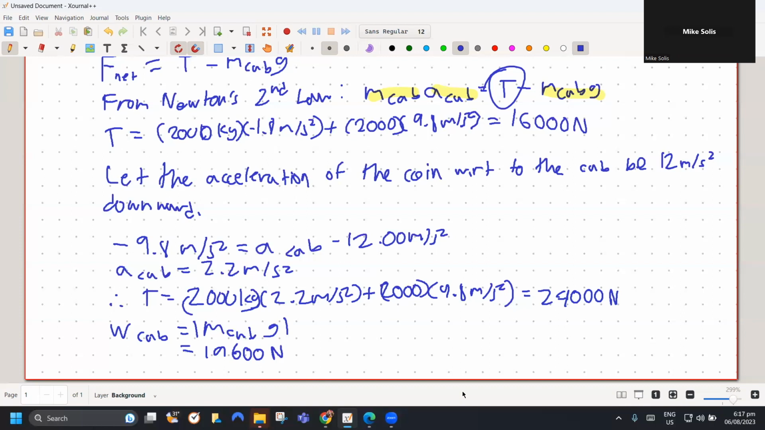Ngayon, if we're talking of magnitudes, tingnan mo yung nangyayari. When the acceleration of the coin is less than 9.8 meters per second square, ano yung tension? Tension is going to be less than the weight. Kung magnitudes, pag ang acceleration larger than 9.8 na downwards, yung tension, kailangan mas malaki. Okay. Next case.